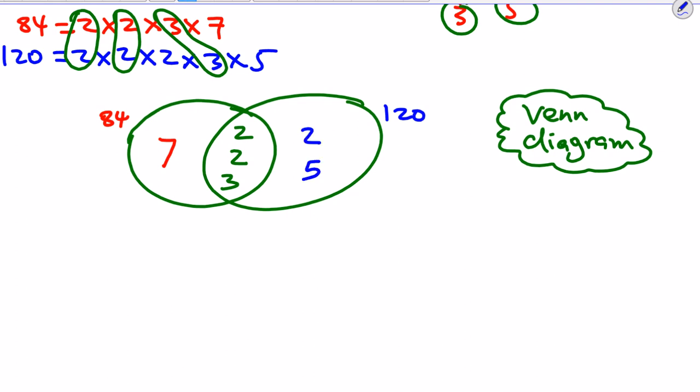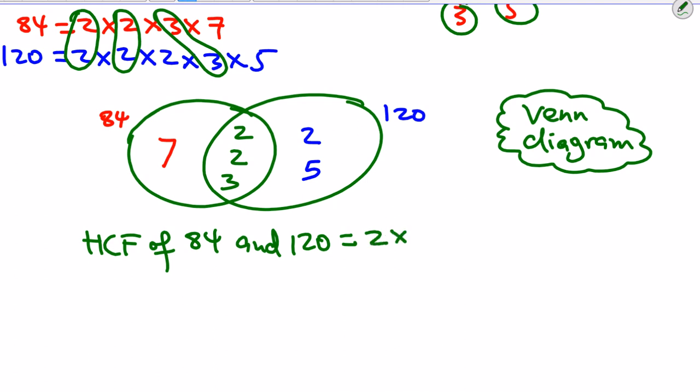So if we want to find the highest common factor, of course, the word common, what is in common? What prime factors are in common in both 84 and 120? We have them here, 2, 2, and 3. So the highest common factor of 84 and 120 will be 2 multiplied by 2 multiplied by 3. The prime factors that are in both 84 and 120, we're just multiplying them. So that will be equal to 12.